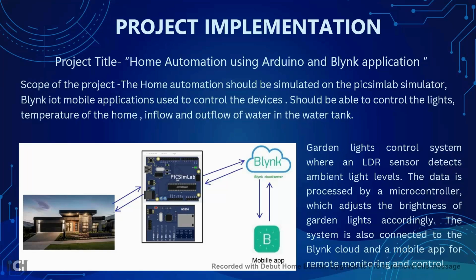Garden lights control system, where an LDR sensor detects ambient light levels. The data is processed by a microcontroller which adjusts brightness of the garden lights accordingly. The system is also connected to the Blynk cloud and a mobile app for remote monitoring and control.